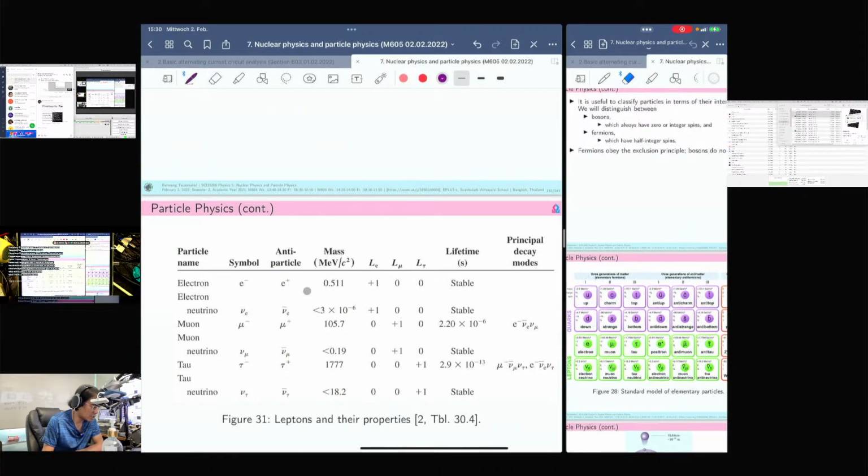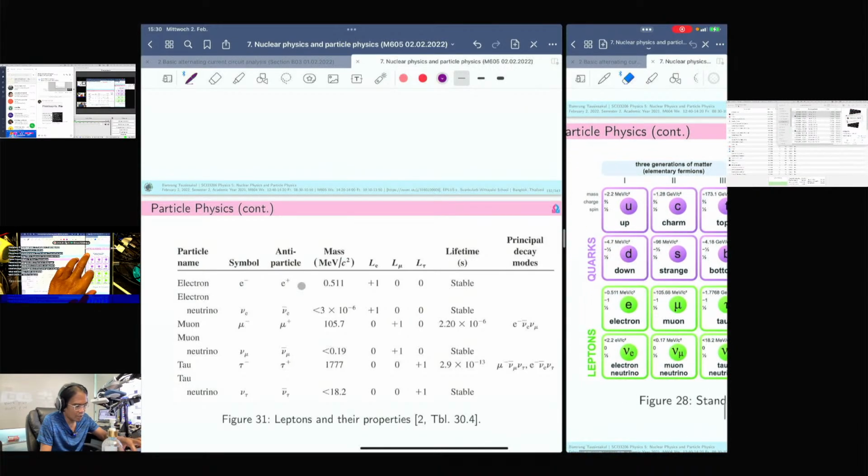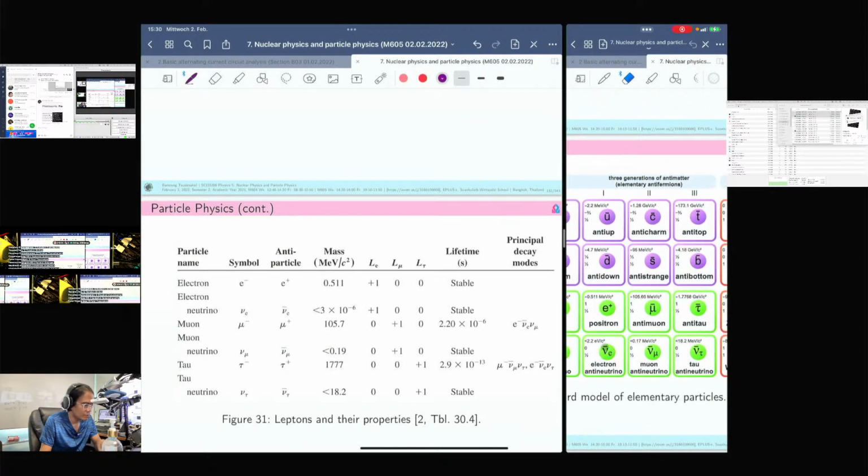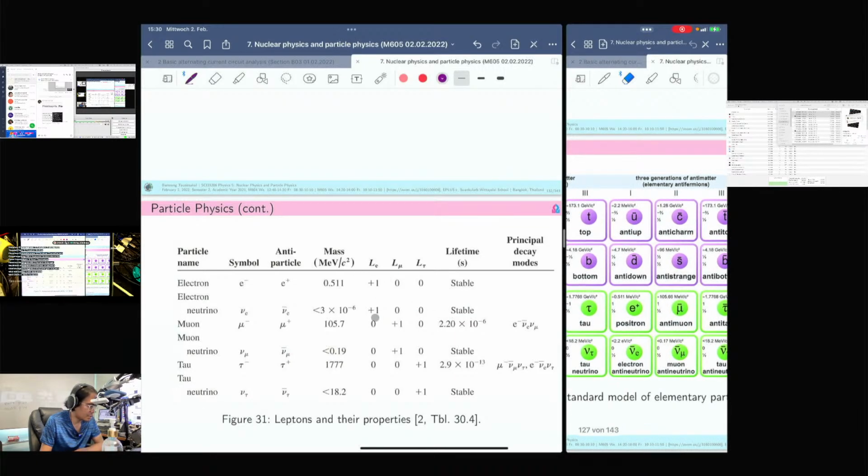All right, let's take a look at the electron. The electron has a mass of 0.511, the same value here, and the electron lepton number is +1 for both electron and positron. The lifetime is stable, so they will remain in this form. The electron neutrino, denoted by nu e, and its antiparticle, the electron antineutrino, are also stable particles. The electron lepton number is designated by 1. The mass is very, very light, less than 3 eV.